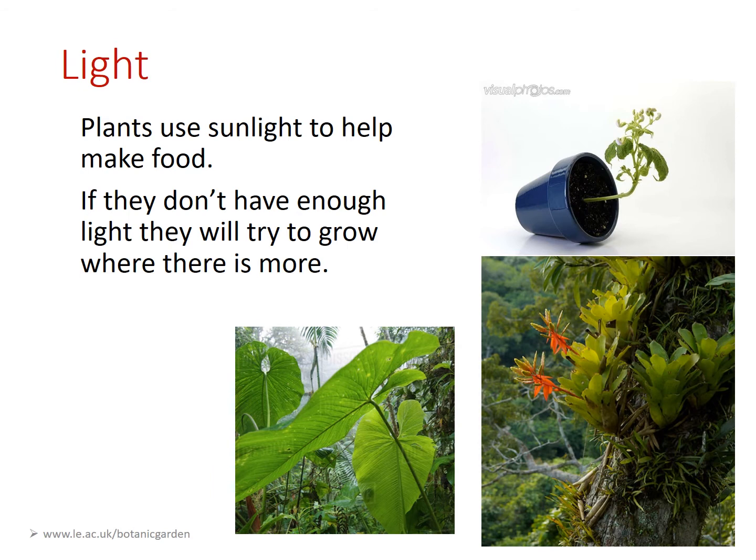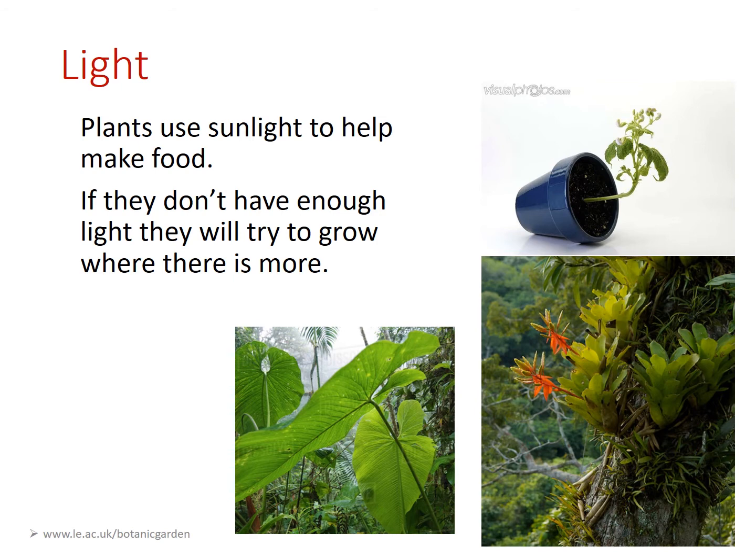Plants need light to grow as they use the energy from the sunlight to make food. Plants will grow upwards towards the light. Can you see the plant in the sideways pot? The plant has bent upwards to get more light.